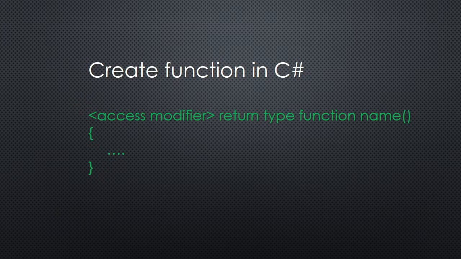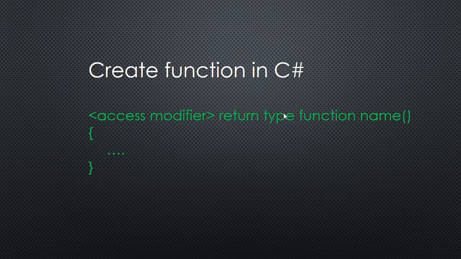How to create a function in C Sharp? To create a function in C Sharp, we need first to mention the access modifier for this function. Regarding the access modifiers, I will explain them in the next few slides. But now, it's important to know that we need to mention the access modifier for this function.